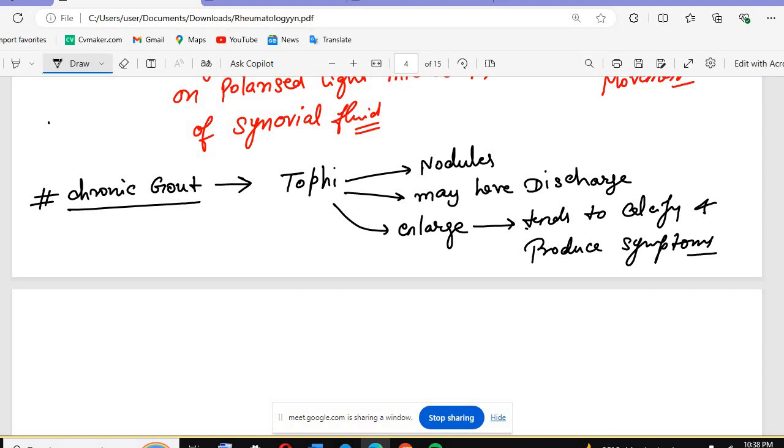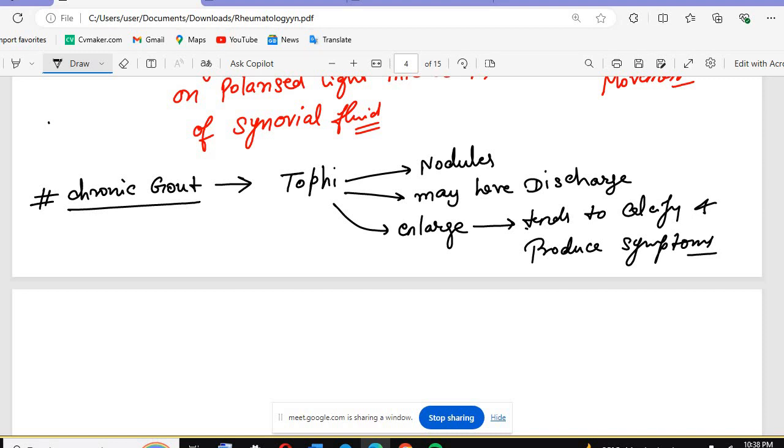Here you can see that this patient has got tophi. So what are these tophi? These are nodular-like structures. Sometimes these nodules can have discharge also. This is seen in which condition? It is seen in chronic gout.